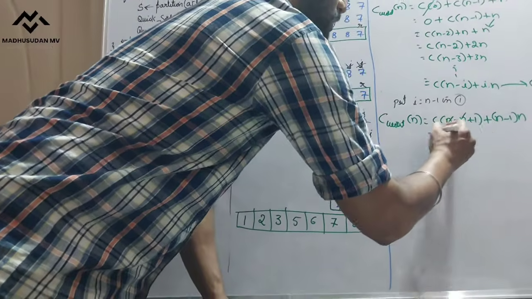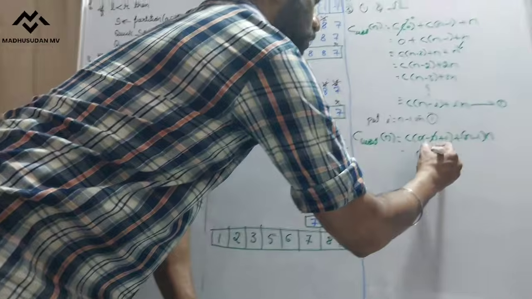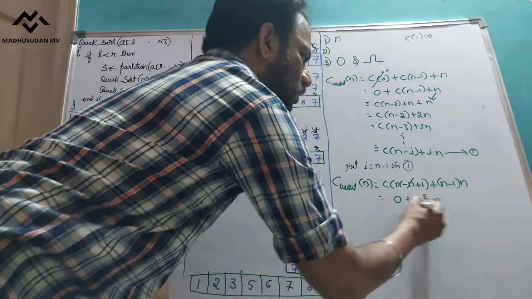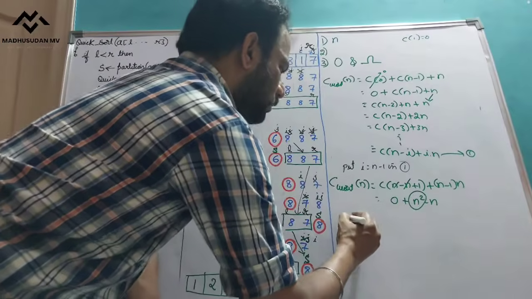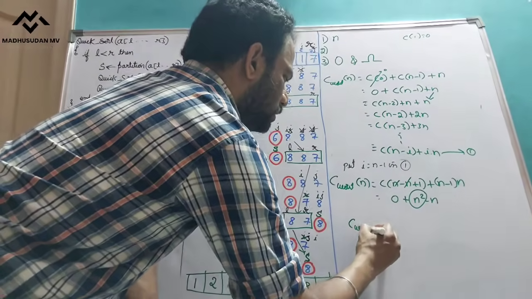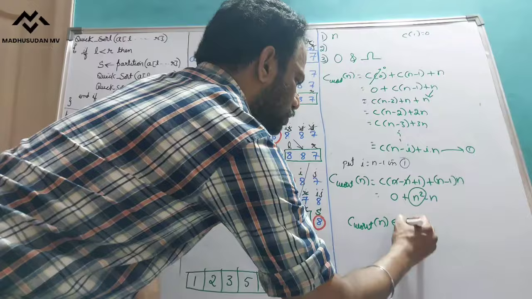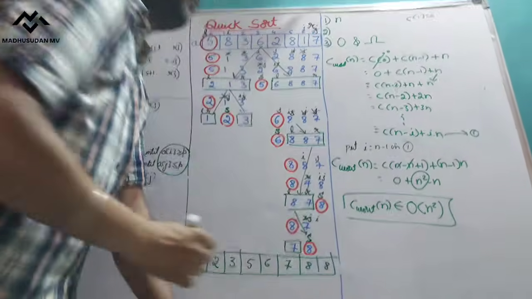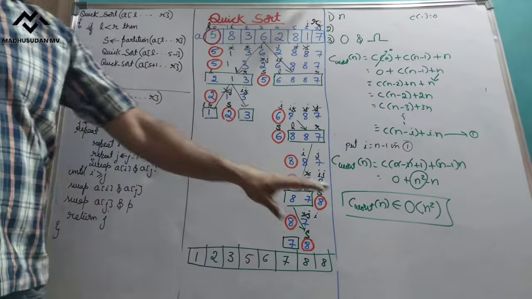So n gets cancelled. C of 1 is 0. So 0 plus n square minus n. If you multiply n into n minus 1, you get n square minus n. Out of these terms, n square is the most dominating term. So C worst of n belongs to big O of n square. This is the time complexity of Quicksort in the worst case.